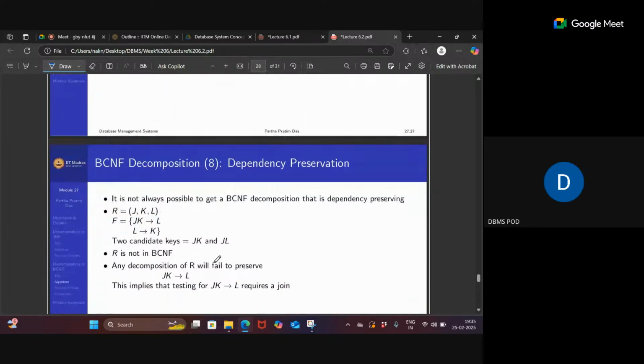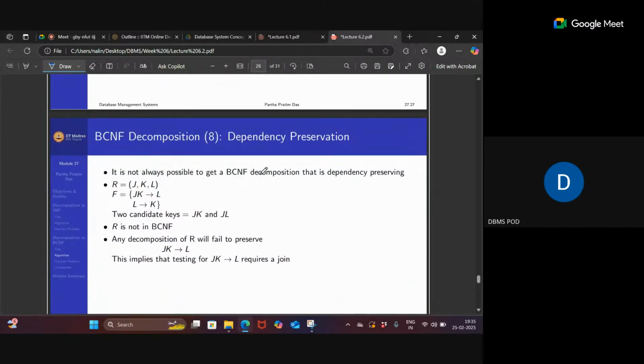Yeah, it is not always possible to get a BCNF decomposition that is dependency preserving. We have already discussed 1NF, 2NF, 3NF. All those decompositions are dependency preserving and lossless join decompositions. But for BCNF it is not always possible to get a dependency preserving decomposition. Let us see an example here. We have a relation R with attributes JKL and this FD set.